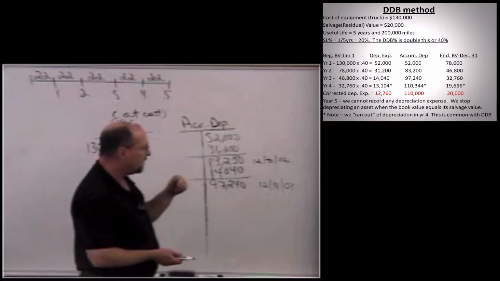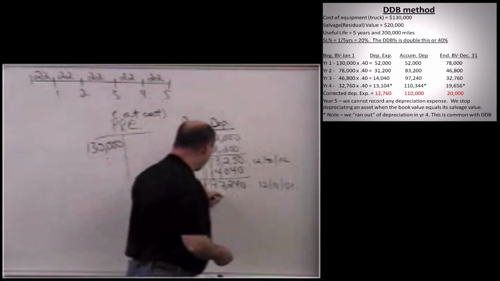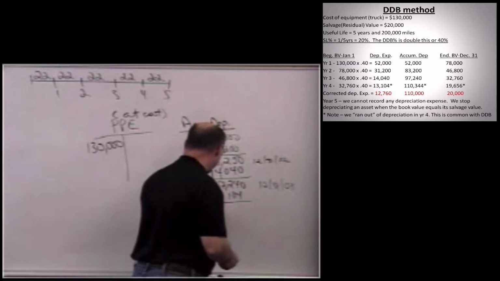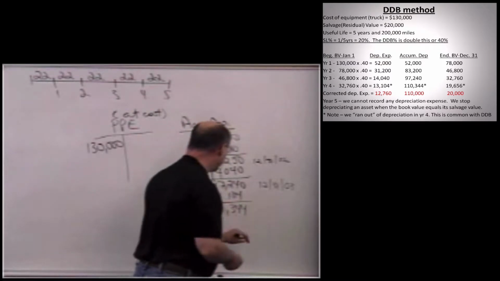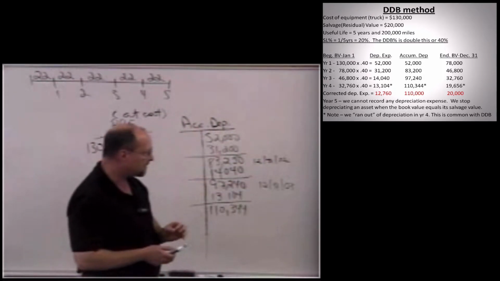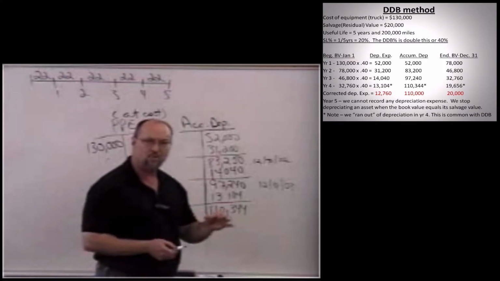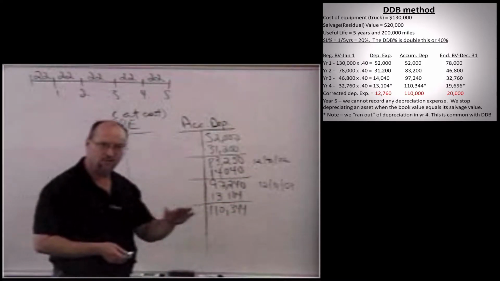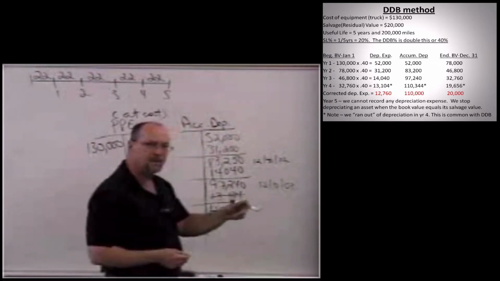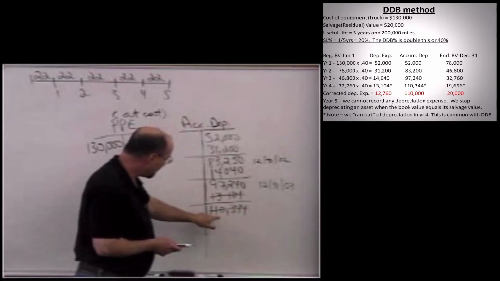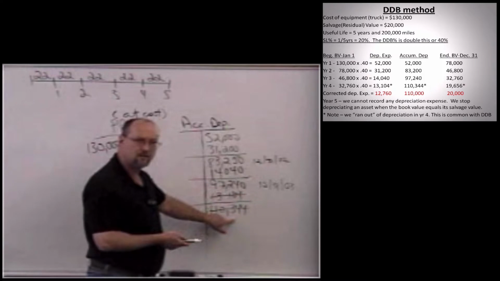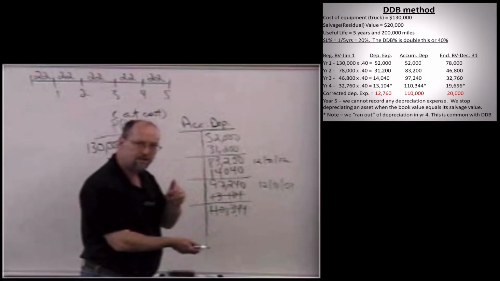Okay, now, if I added 13,104 to accumulated depreciation, that would give me a balance of 110,344. And if I subtracted this from cost, my book value would be 19,656, which again is below the 20,000 salvage value. I can't do that. So I cannot record this full amount. What I have to do is the same thing we did last time. I know that when accumulated depreciation hits 110, my book value would be 20,000. 130 minus 110. Got to know those definitions.